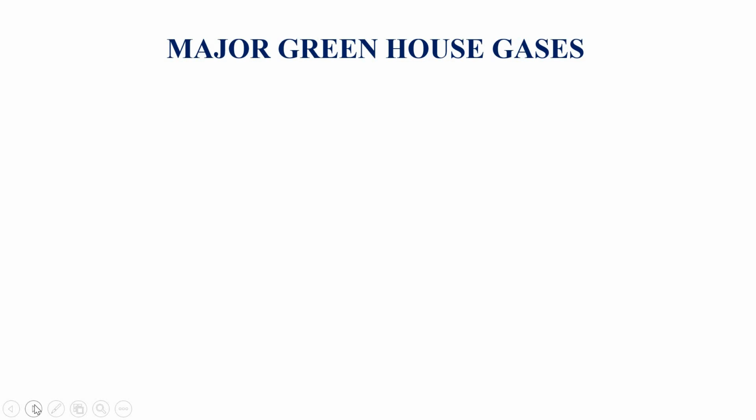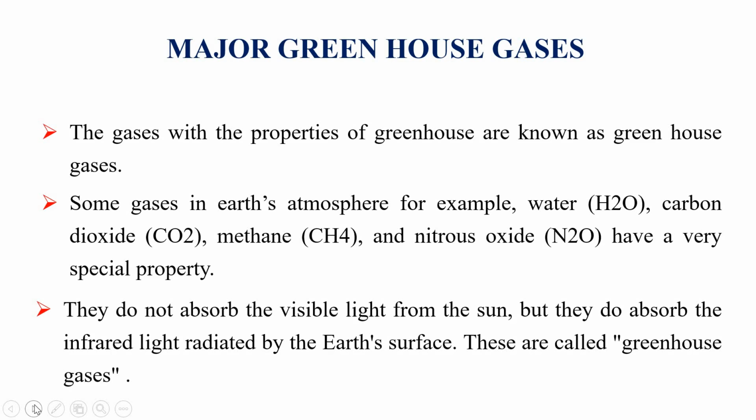Another point is major greenhouse gases. The gases which have the property of greenhouse are known as greenhouse gases. Some gases in Earth's atmosphere, for example water vapor, carbon dioxide, methane and nitrous oxide, have very special properties, meaning greenhouse properties.